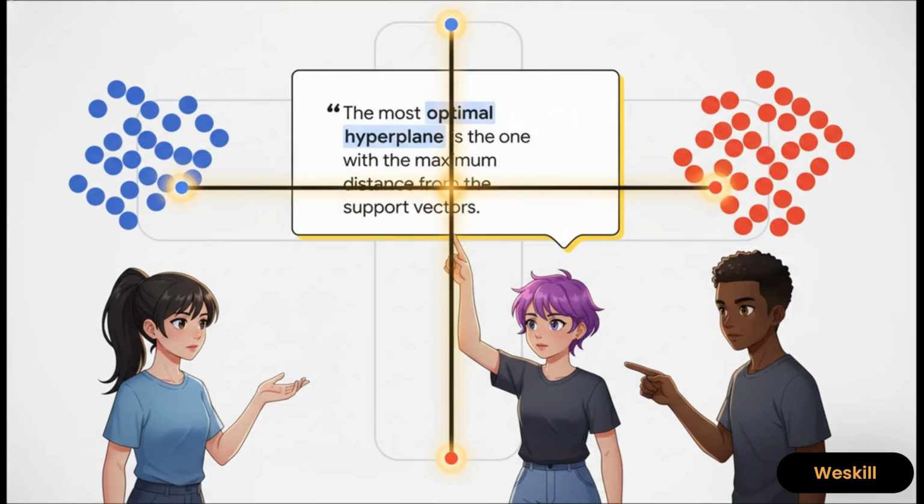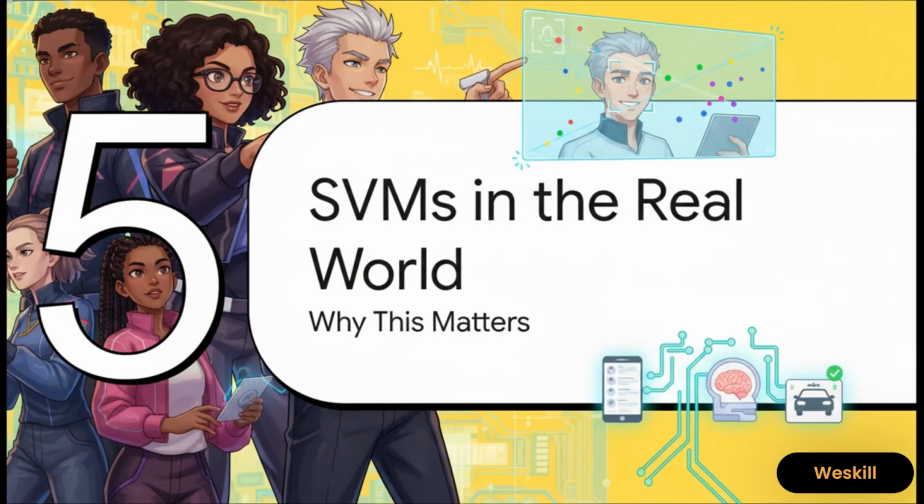So, let's just lock this idea in. When you boil it all down, it comes to this. The best, most robust dividing line, that optimal hyperplane, is the one that pushes as far away as possible from the closest points in each group. It is all about maximizing that empty space, that margin. Okay, this is a really elegant idea, right? But what does it mean in practice? Let's take a look at why finding this maximum margin separator is so unbelievably useful out in the real world.